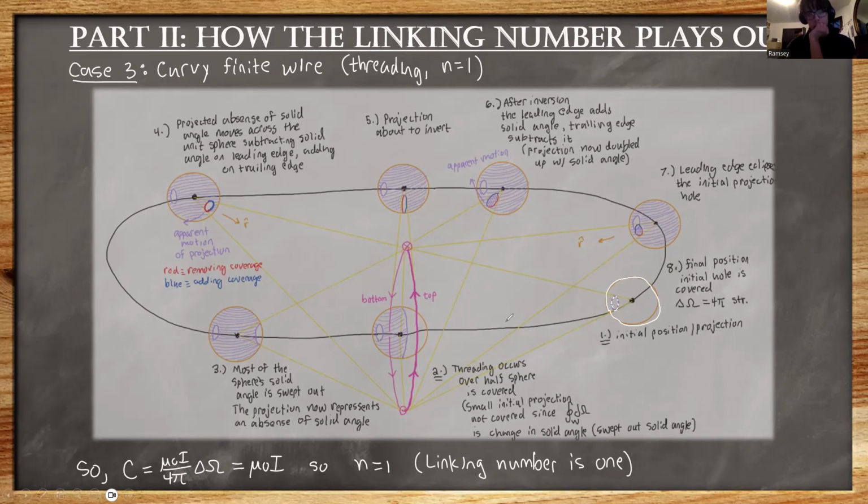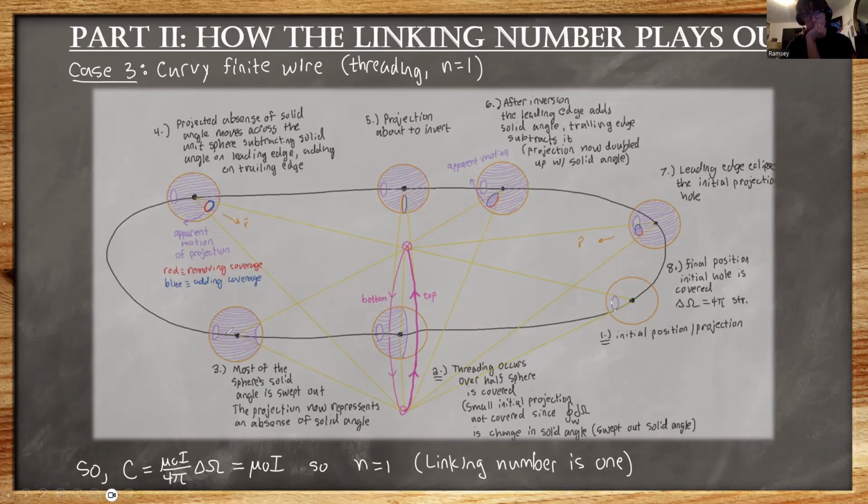Once you get to the center of the loop, you're starting to thread the loop. Your solid angle final is here, your solid angle initial is here, and the hatched area is what you've got. So you pass through, and I would say at this point, over half the sphere is likely covered.